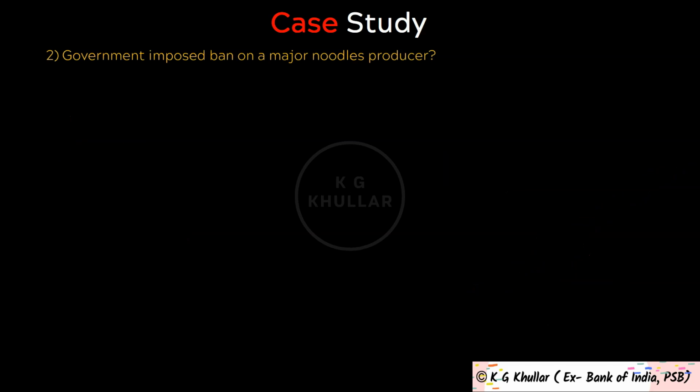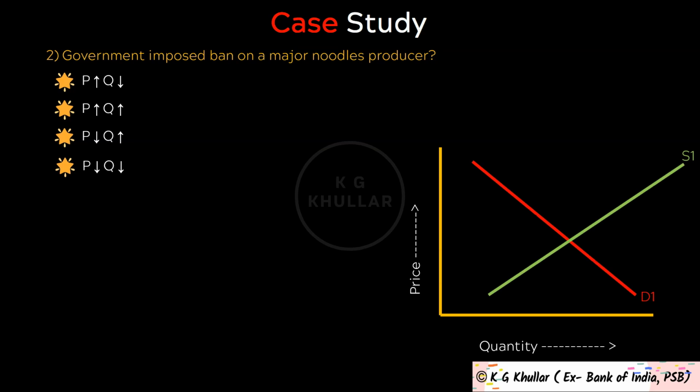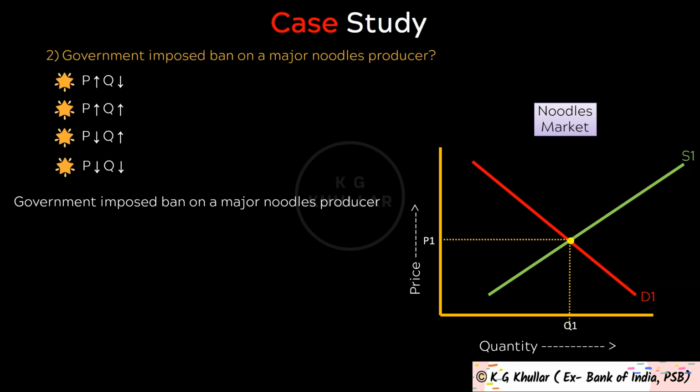Next question is, government imposed ban on a major noodles producer. And these options are given to you. And here also you have to tell what will happen to equilibrium price and equilibrium quantity. So friends, just pause the video and tell what will happen to this graph and especially to equilibrium price and equilibrium quantity.